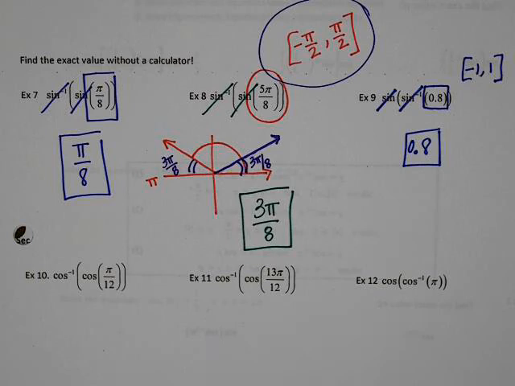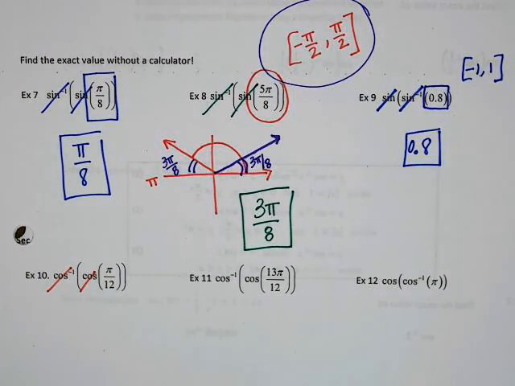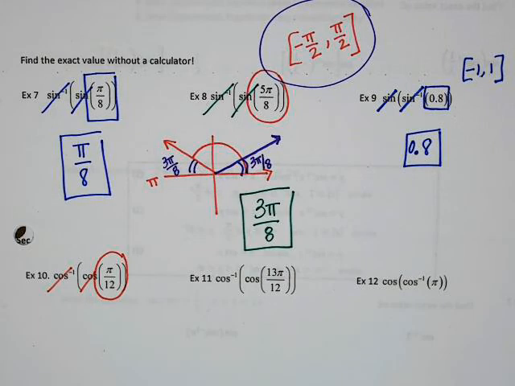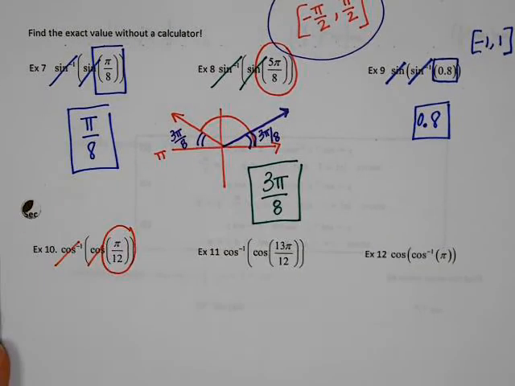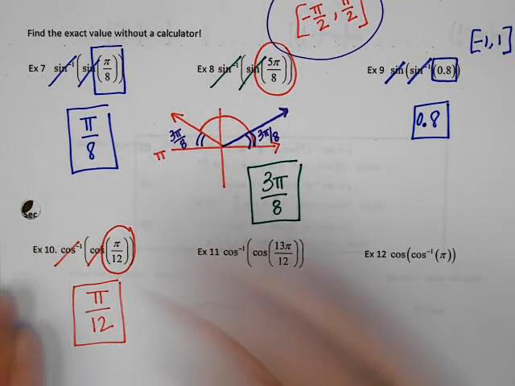Okay, number 10. Inverse cosine a cosine cancels as long as this angle is within cosine's range. And pi over 12 is between 0 and pi, so that is going to be the answer, pi over 12. They just undo each other.